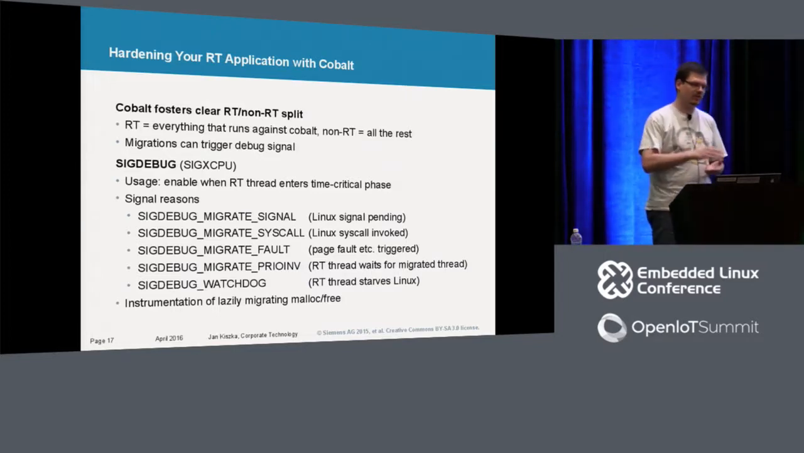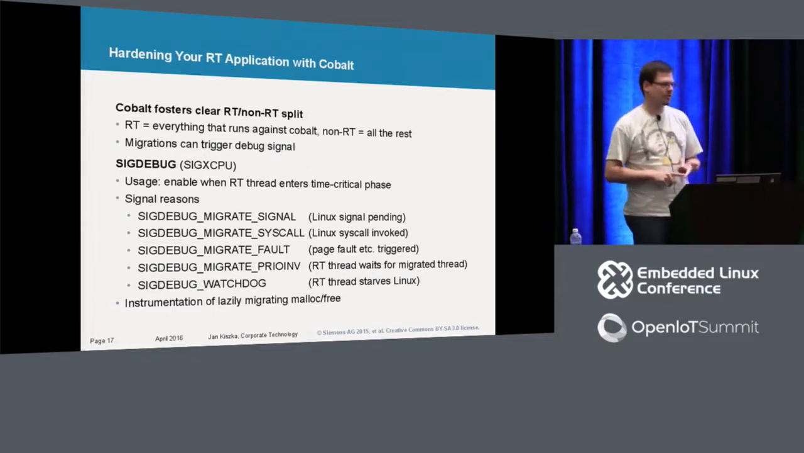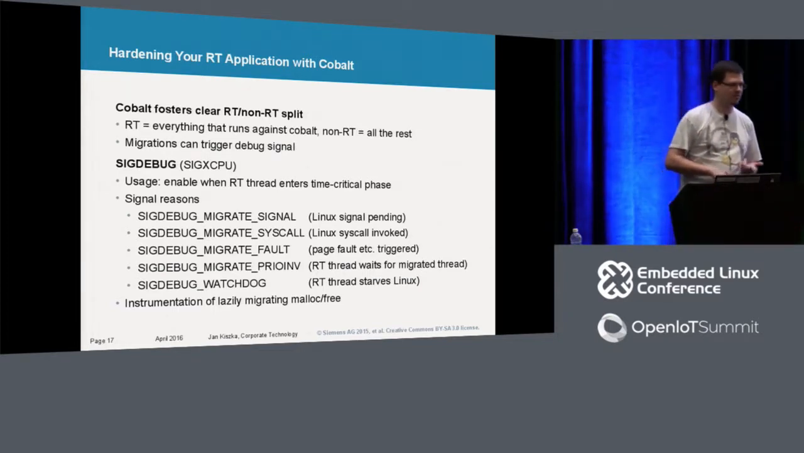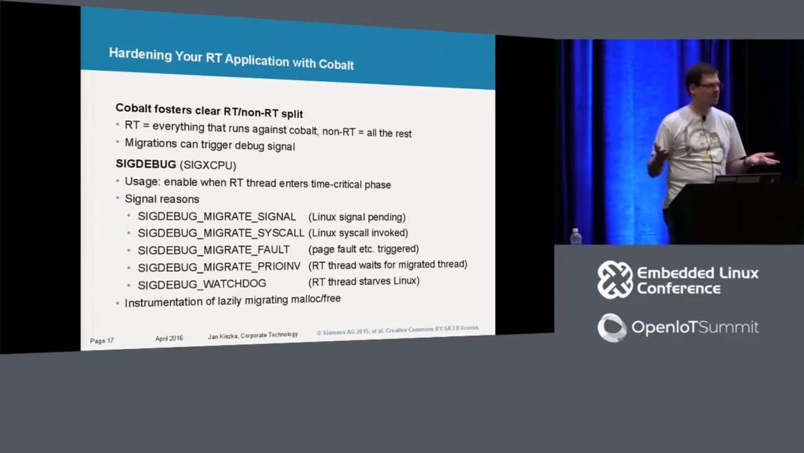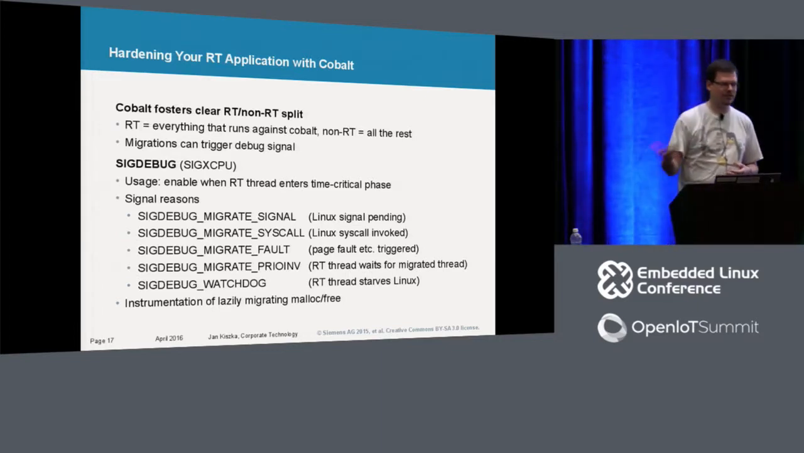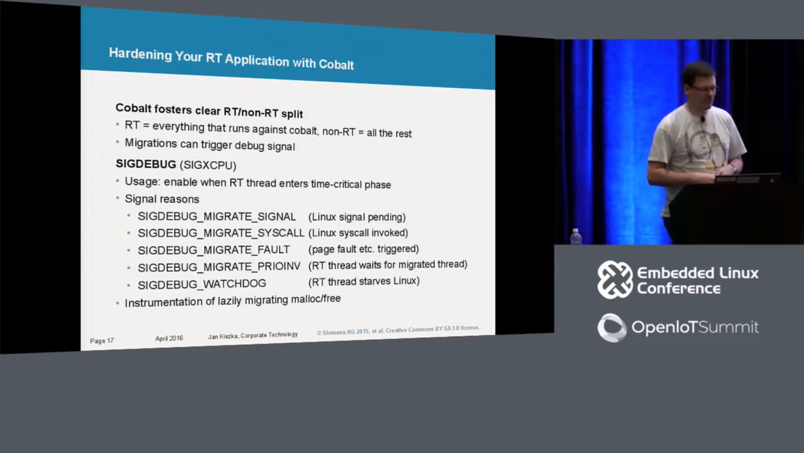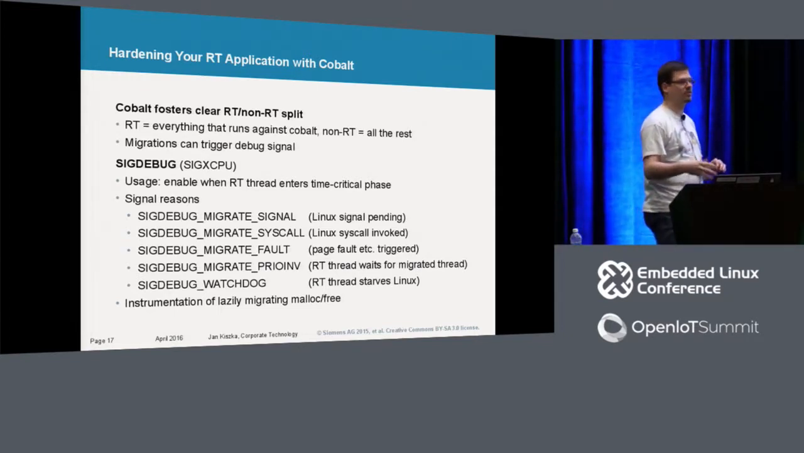So there are several reasons that you get a migration. It's basically everything that we don't handle in Xenomai, like asynchronous signals, as I said before, syscalls to Linux, faults, so page faults. Maybe you are mapping something lazily, some mmap on a file, and then you access it. Whoops, if the memory is not available, you get a fault, and then you know, okay, something is wrong in my design of the application. And you also get a signal when some thread is about to wait on another thread, which is no longer real-time because it's migrated.